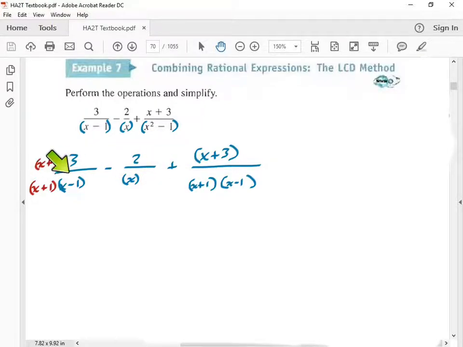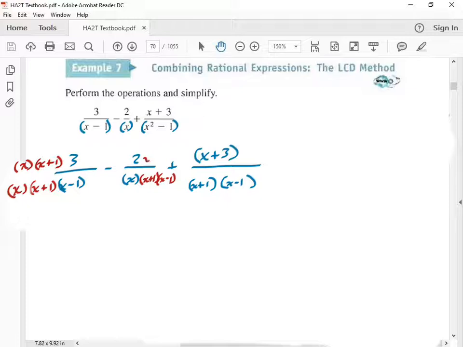There's no x over here. So what do I have to do to this one so that it has one of those? Yeah, you have to put another x in there. But now, can I make all of these other denominators look like this one? Yes, I can. What do I have to multiply to this x to make it look like this one? An x plus 1 and an x minus 1.